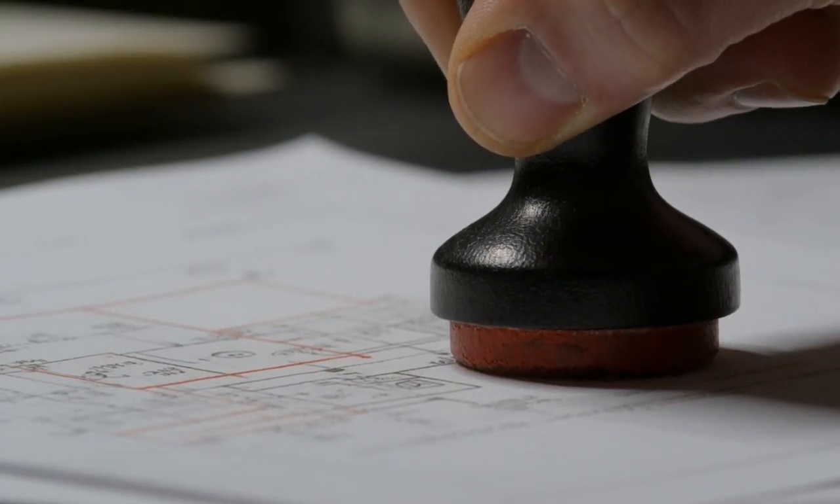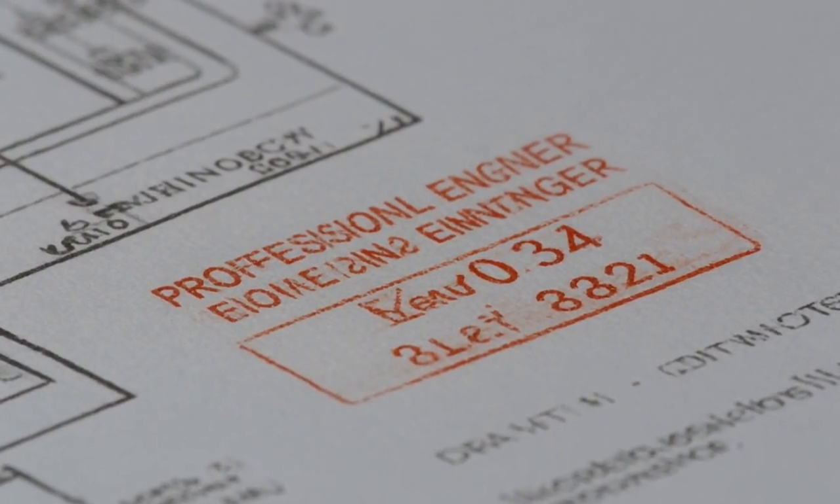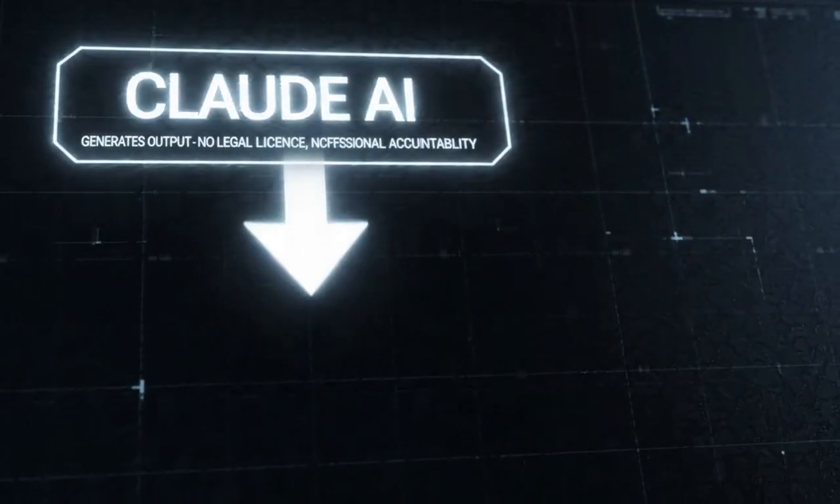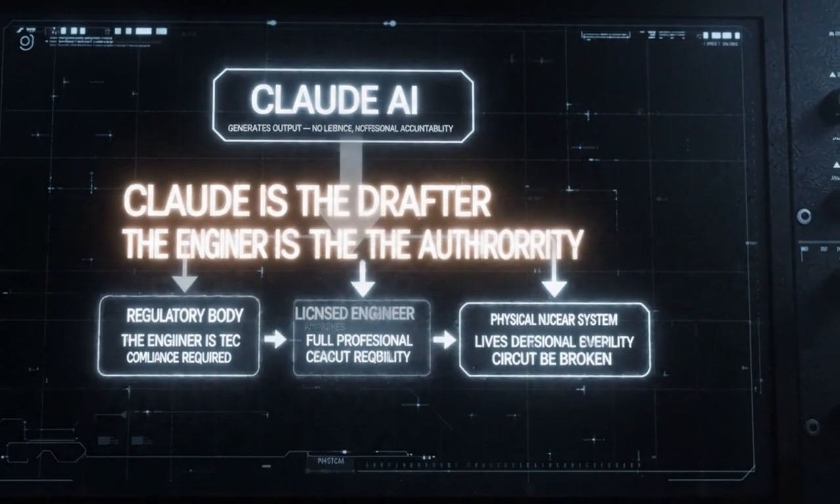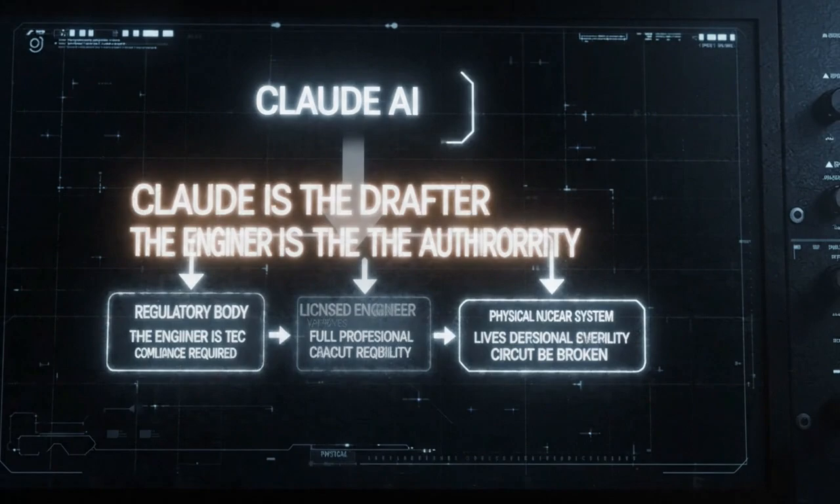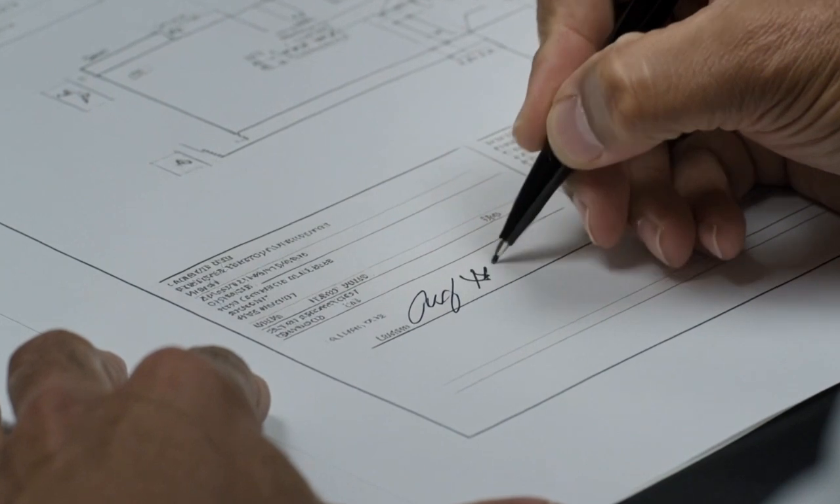The engineering ethics are non-negotiable. Claude cannot hold a professional engineer license. It cannot stamp a drawing. It cannot be held legally liable if a circuit fails. Every output from Claude must be reviewed, validated, and approved by a licensed engineer who accepts full professional responsibility for the design.